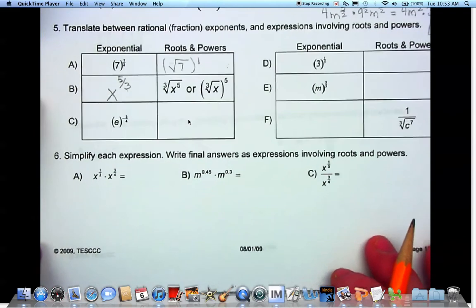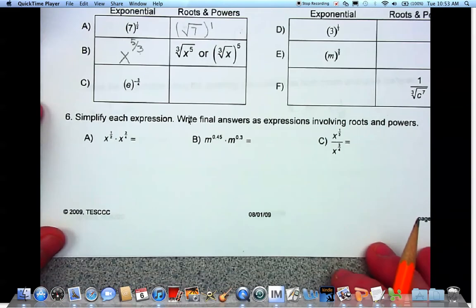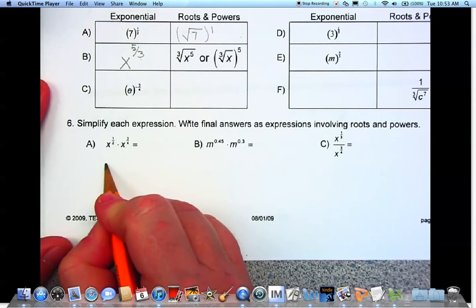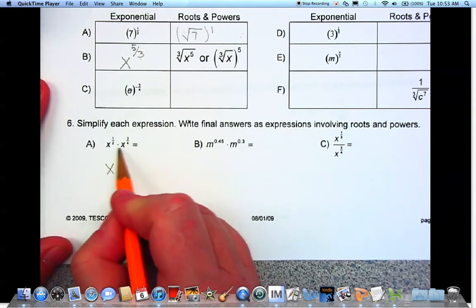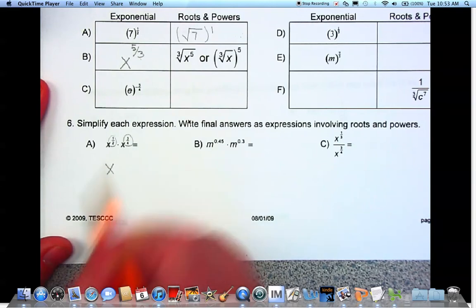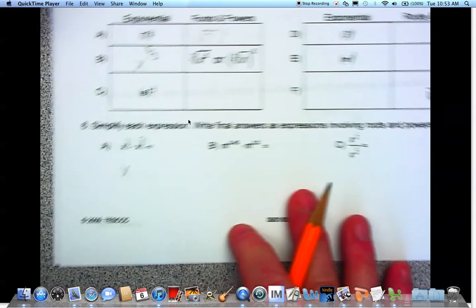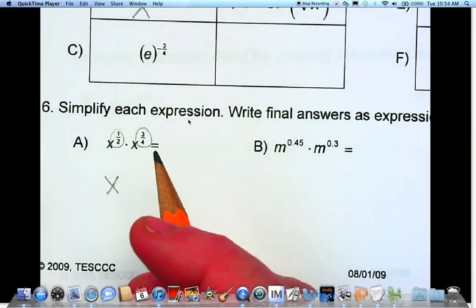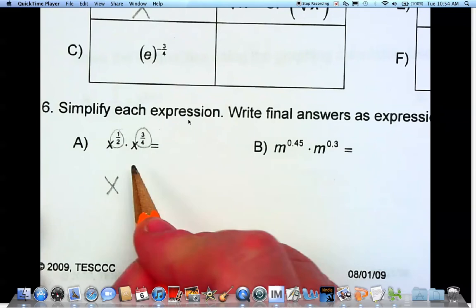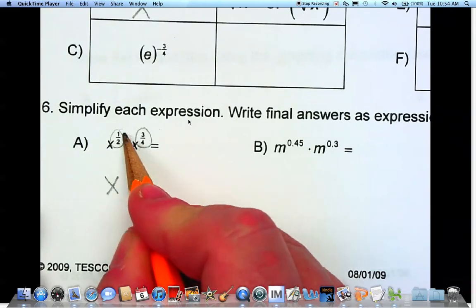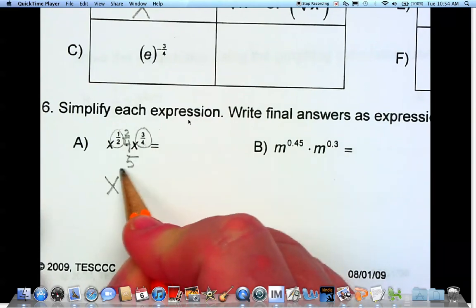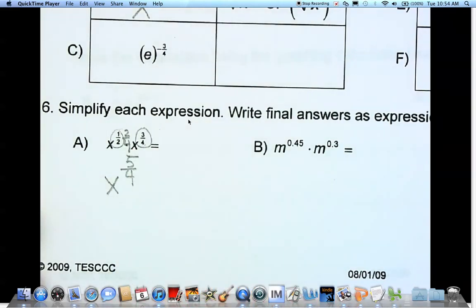Now let's look at number 6A. And then I'm going to let you go. If you have any questions, I'll help you. But we didn't go back. No, we're just doing this first page. X to the, what do you do with the exponents? You add them, but can we add 1/2 and 3/4? We have to get a common what? Denominator. So can you change that to 2/4? So you have 2/4 plus 3/4 is 5/4. Everybody okay with that?